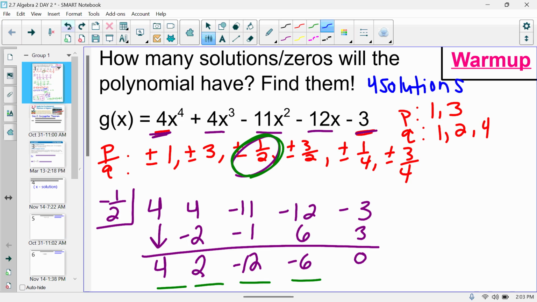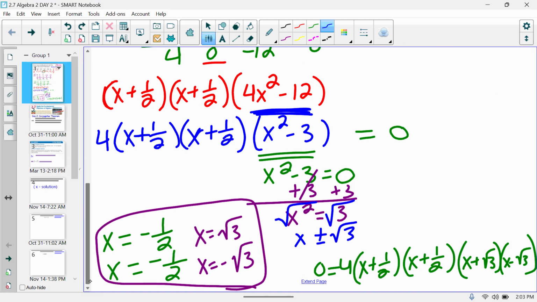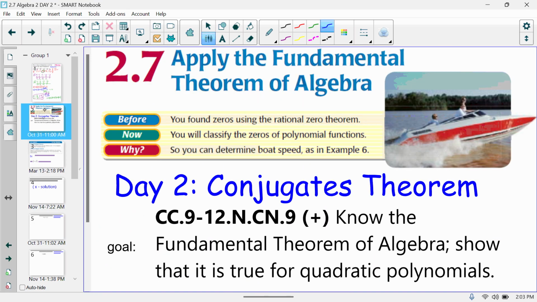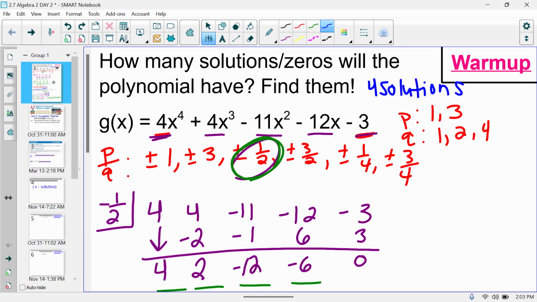Okay, any questions so far at all? I don't know if you remember, I told you 2.7 has 3 different theorems we're going to learn. Yesterday, remember, was the fundamental theorem of algebra. It just says whatever the degree of the polynomial is, that's how many solutions there are going to be, okay?